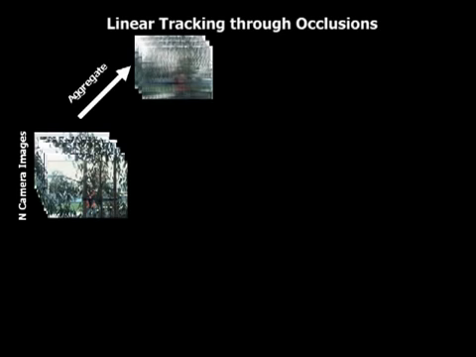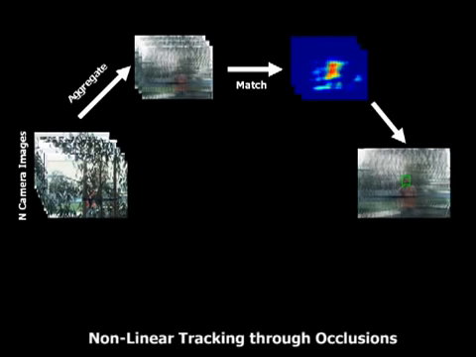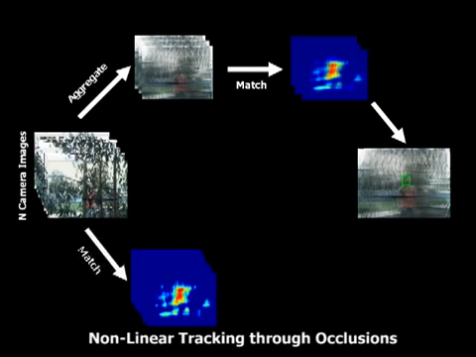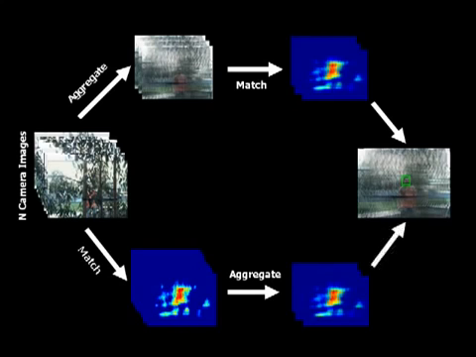The key difference between our methods is the relative order of aggregation and matching. Our linear tracking method first aggregates the data before matching and then finding the object's location. Our nonlinear method matches first, then detects occlusions per pixel, then aggregates the data before tracking the object's final location.